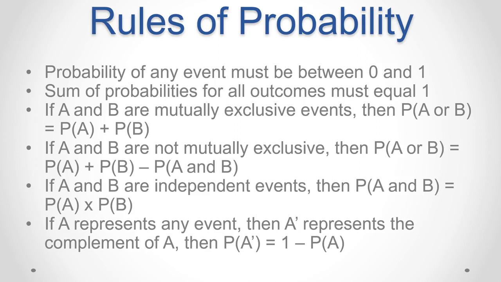And then the last one: if A represents any event, then the complement of A, or A prime, represents the complement of A. Then the probability of A prime is equal to 1 minus the probability of A.